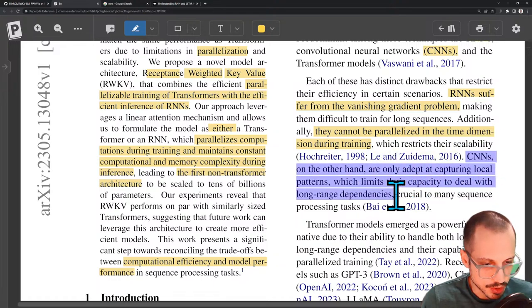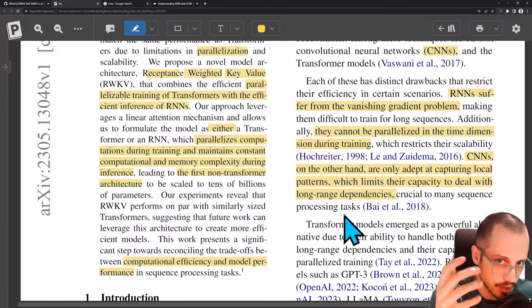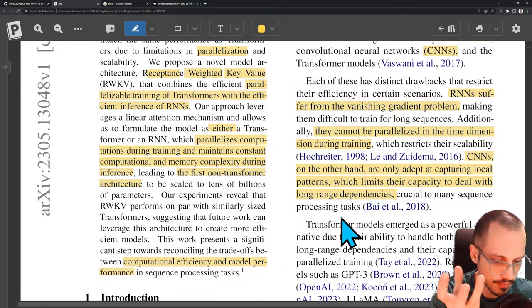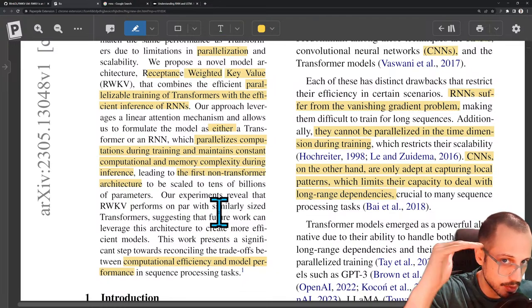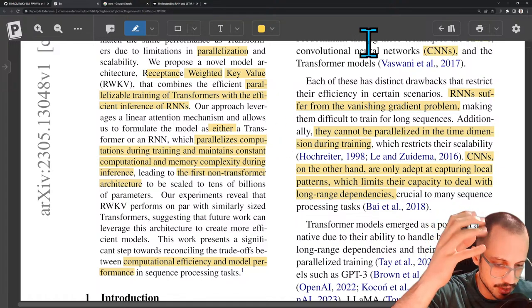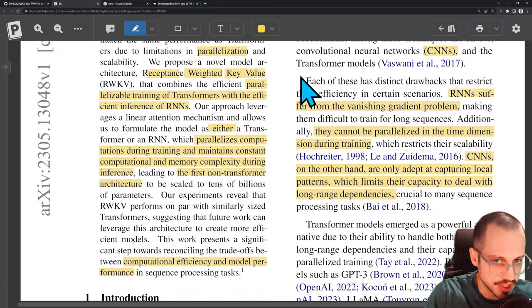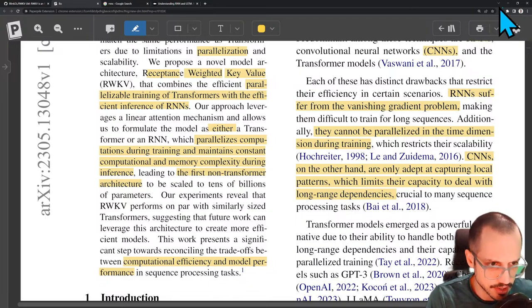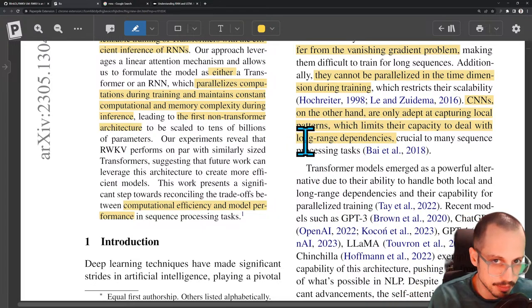This isn't necessarily true. The way that most convnets are designed, they're hierarchical. So yes, the lower levels of the convnet are only seeing a local part of the input. But as soon as you go a couple hierarchies up in a convnet, the higher levels are global in nature, right? They can see the entire sequence. So I would disagree a little bit with this, because most convnets are able to deal with long-range dependencies, especially as you go higher up in the hierarchy.